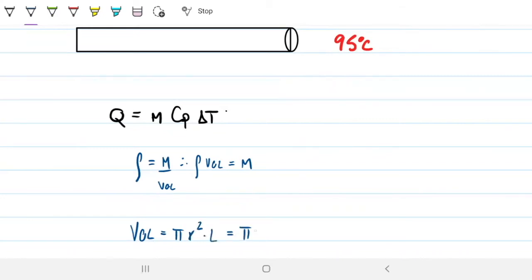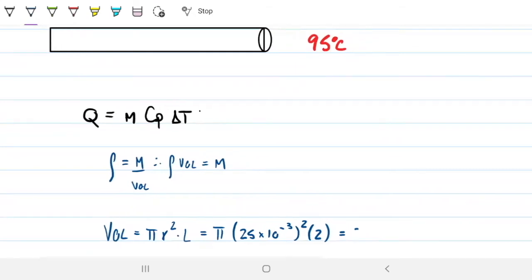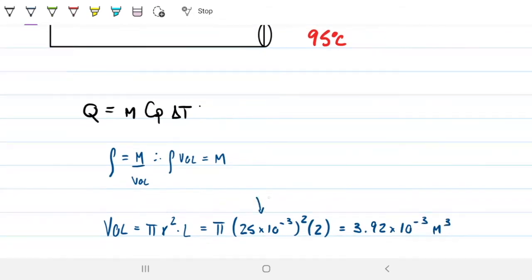The diameter is 50 millimeters, right? So that's going to be 25 times 10 to the minus 3, squared, and the length is 2 meters. So this gives me, what did I get? I got 3.92 times 10 to the minus 3. Back me up; if you get anything different, let me know. And that's going to be meters cubed, since we're doing meters squared times meters.